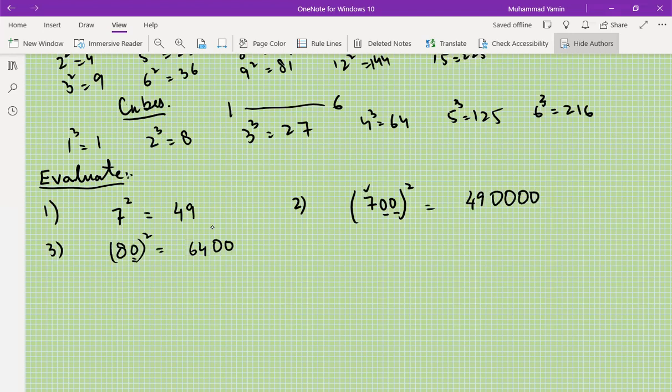Same way, for the cube, suppose it is 40 cube. The number of zeros will be trebled, meaning if 1 zero is there, it will be converted to 3 zeros. And the cube of 4 is 64.